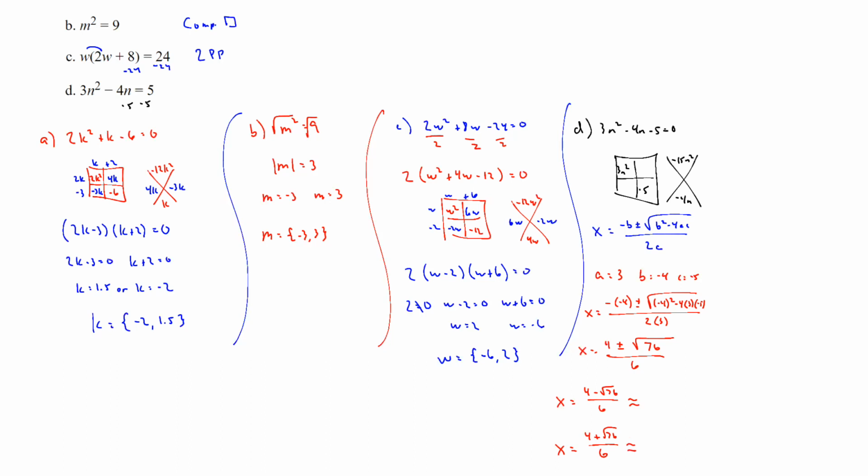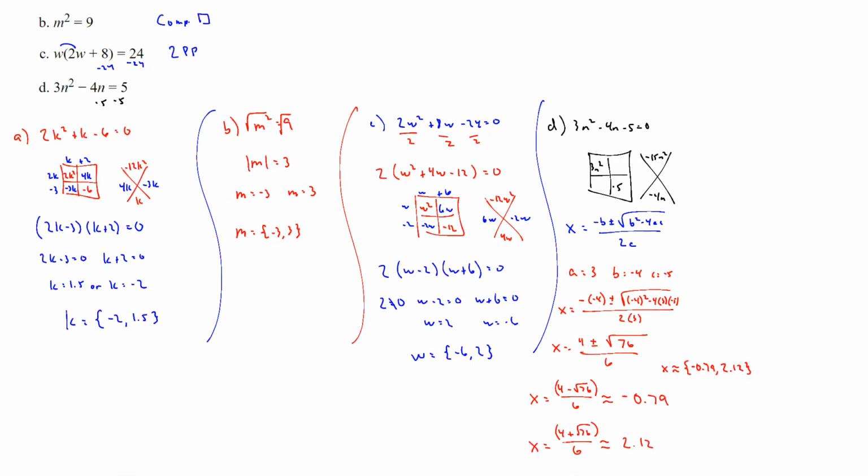So plug that into your calculator. Make sure that you are taking 4 minus the square root of 76, get that answer, and then divide that by 6 so that you are getting the accurate and correct answer. And so when I plugged that in, I got approximately negative 0.79 and 2.12, which means it wasn't factorable, so it just kind of proved that we did that correctly up there. And then you can see I wrote my solution right there.